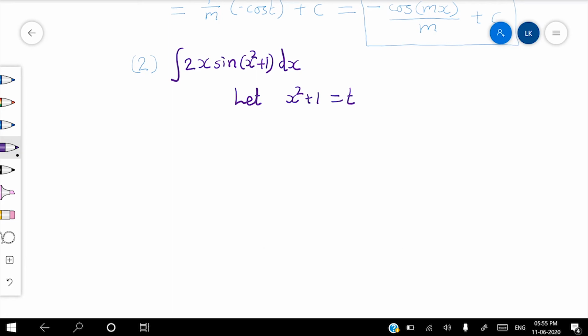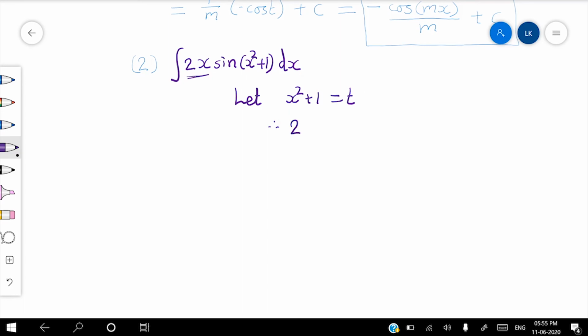Why? Because the derivative of x square is 2x, and 1 is a constant, its derivative is 0. Clear? In our question there is 2x given. Therefore assume the bracket x square plus 1 is equal to t. Now differentiation on both sides. Therefore 2x, again the derivative of x with respect to x is dx.